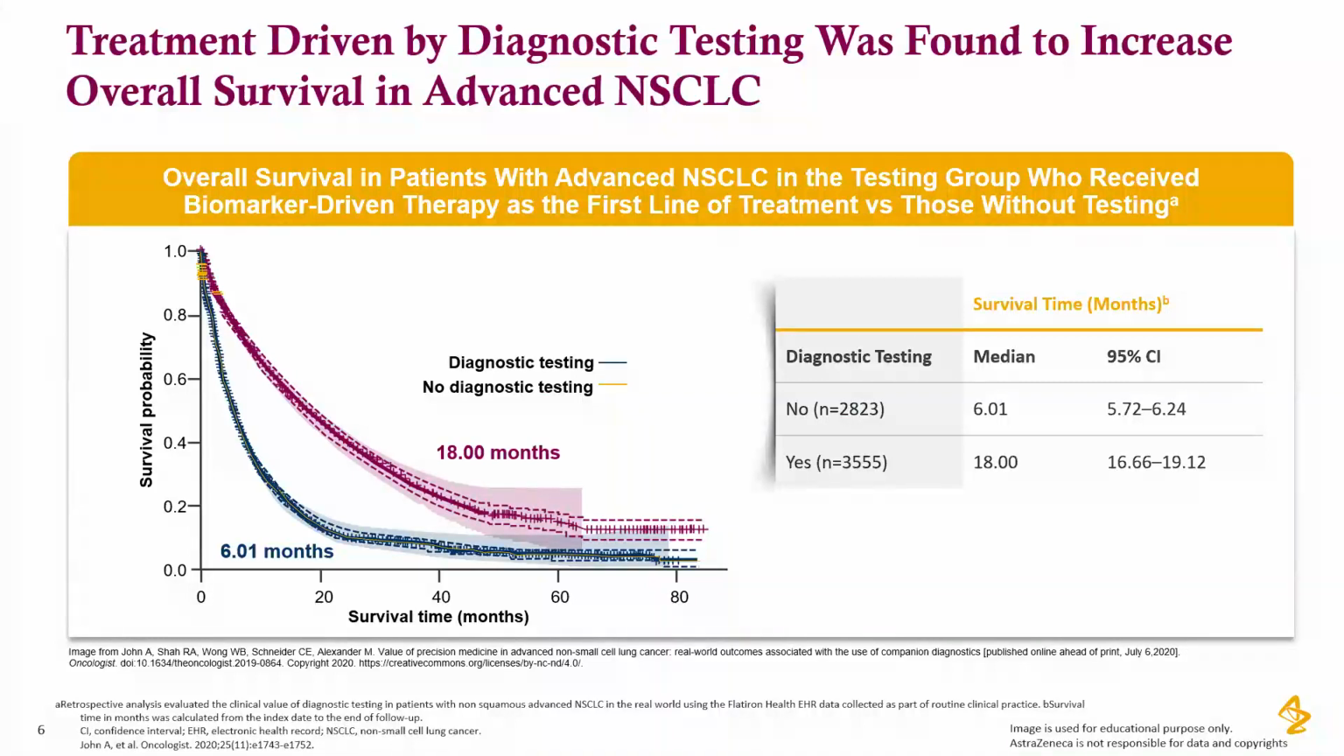This picture shows what happens when we go for biomarker testing and compare survival between patients who underwent biomarker testing and further biomarker targeted therapy. There is a difference of a minimum of 10-12 months in survival rates. Without marker testing it is 6 months, and with marker testing it is 18 months. Next slide, please.